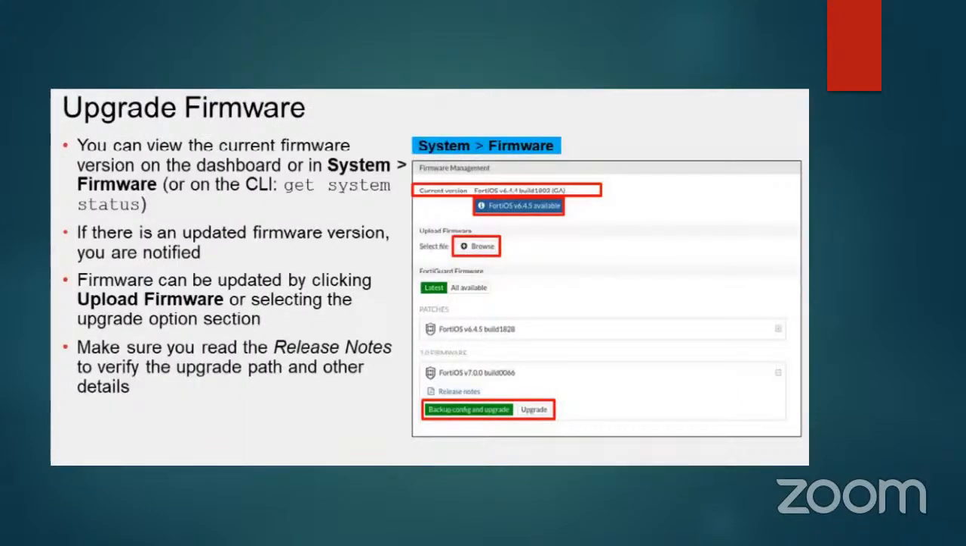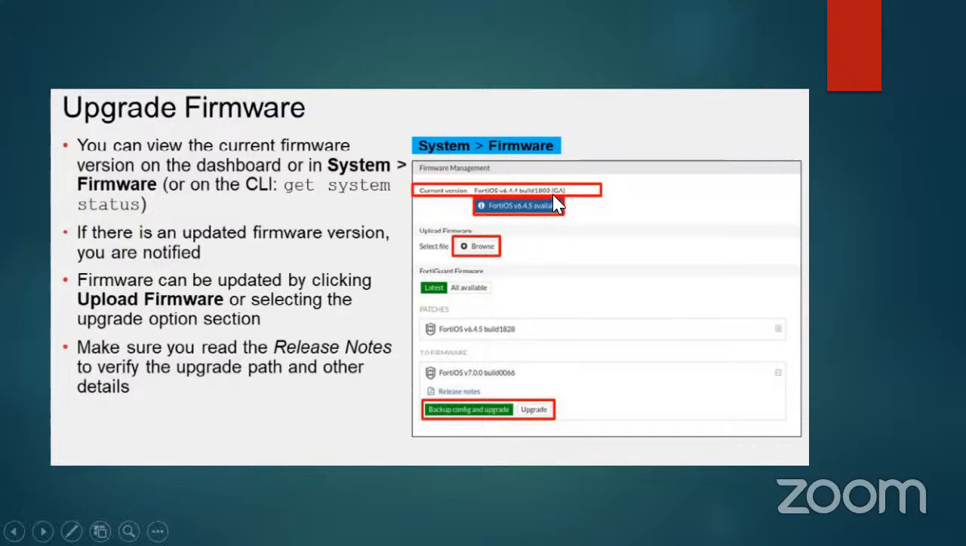Now, how do you upgrade? Again, you go to the system. In system, you'll find an option, firmware. In that firmware, see how it is showing the current version is this. 6.4.5 is available. Now, this information is only present when the connectivity with FortiGuard is there. If I close the connectivity with FortiGuard, you will not see these things. Not that it will disappear, but you will not get at least the updated data.